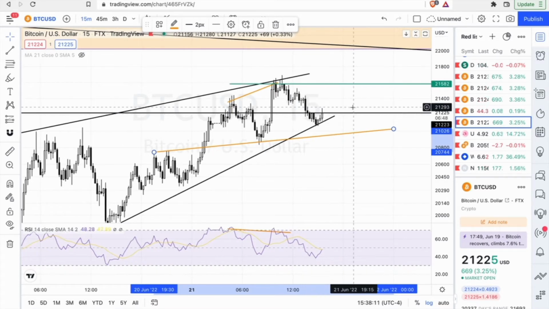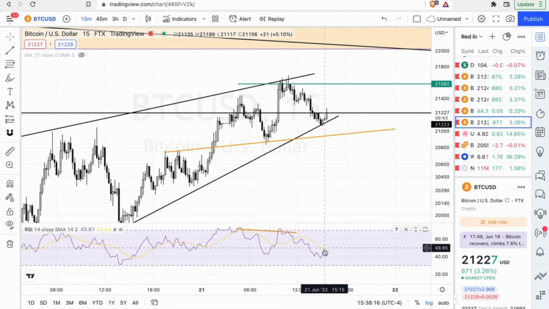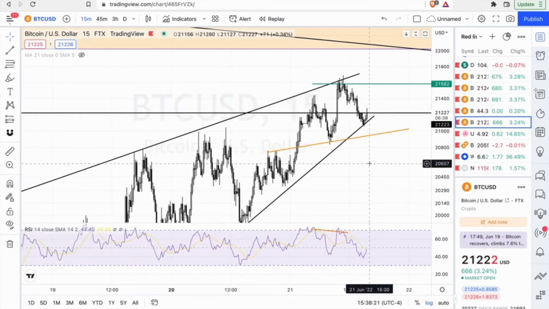Hey Simon, do you think that we got a little bullish divergence form in there? Yeah, definitely on the 15. Yeah, bro. Look at how well. That's another thing I wanted to point out.